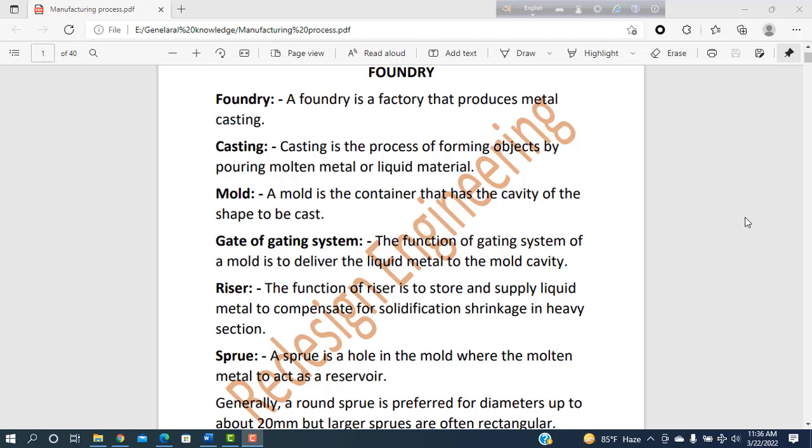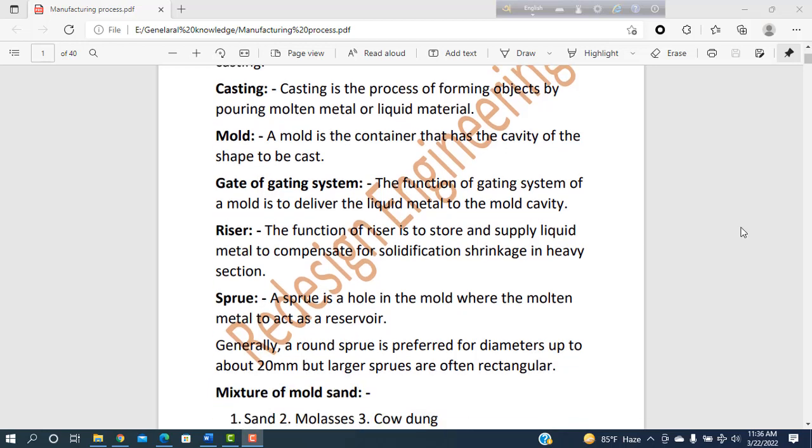Gate or gating system. The function of the gating system of a mold is to deliver the liquid metal to the mold cavity. Riser. The function of a riser is to store and supply liquid metal to compensate for solidification shrinkage in heavy sections. Sprue. A sprue is a hole in the mold where the molten metal enters, acting as a reservoir. Generally, a round sprue is preferred for diameters up to about 20 millimeters, but larger sprues are often rectangular.